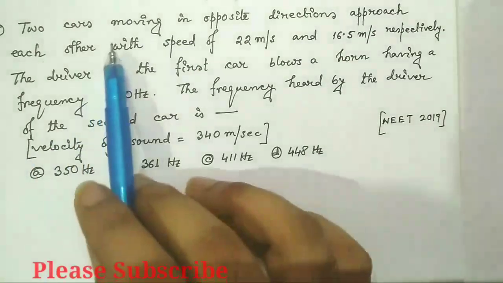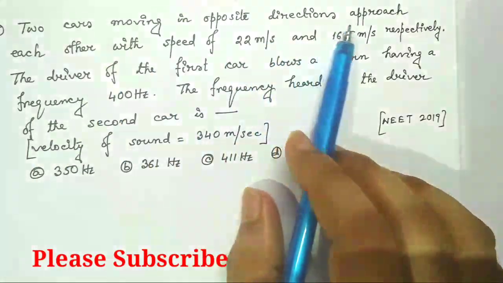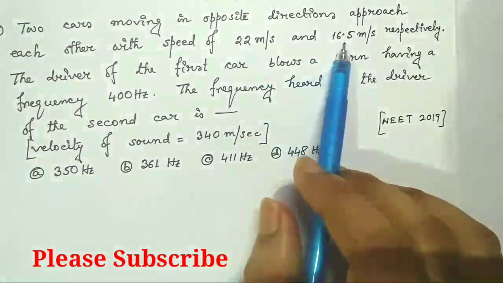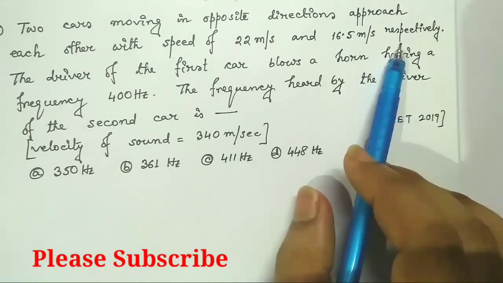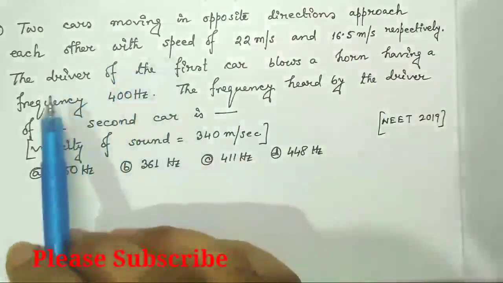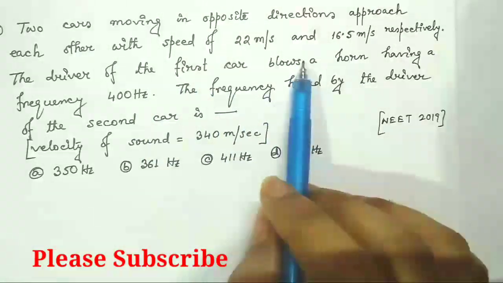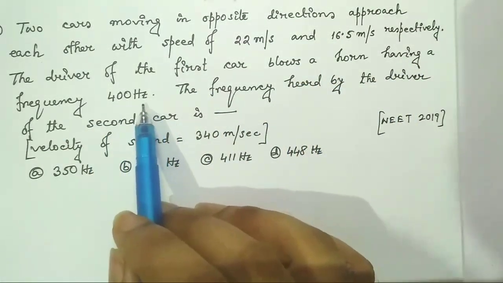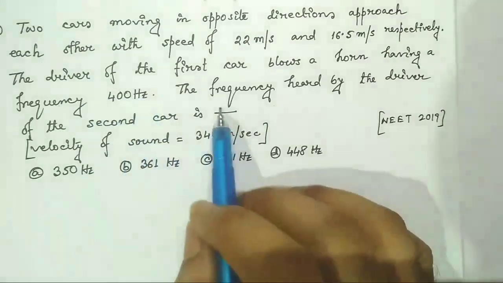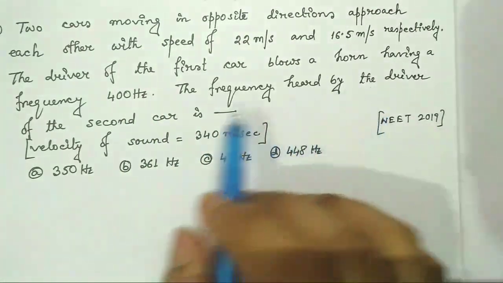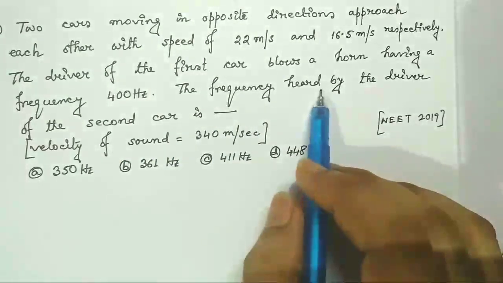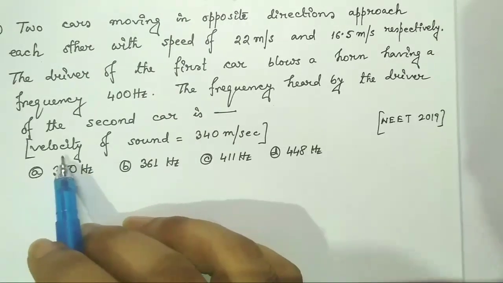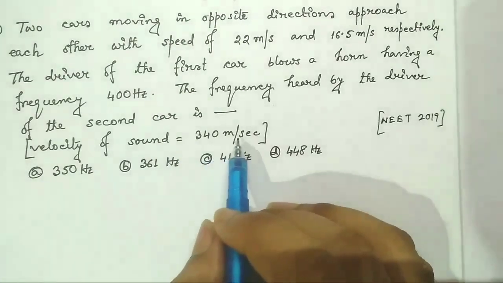Question number 5. Two cars moving in opposite directions approach each other with speeds of 22 meter per second and 16.5 meter per second respectively. That is, they are moving towards each other. The driver of the first car blows a horn having a frequency of 400 Hz. This is the original frequency of the sound source. The apparent frequency heard by the driver of the second car is, it is given that the velocity of sound is 340 meter per second.